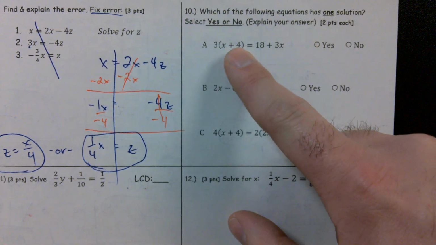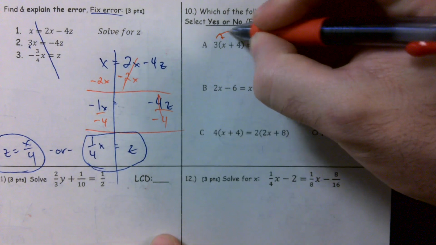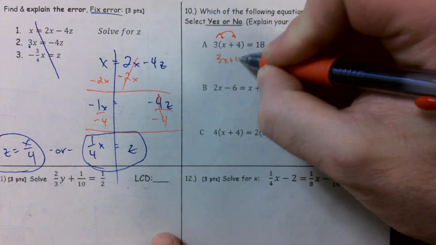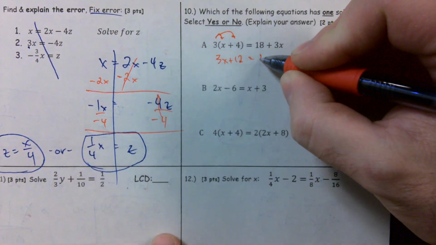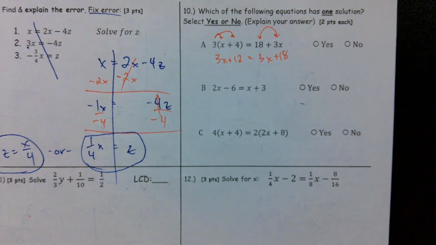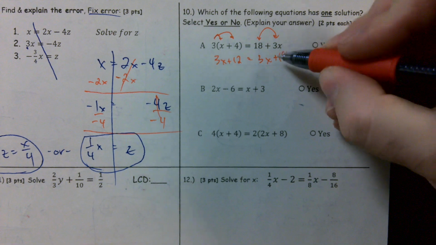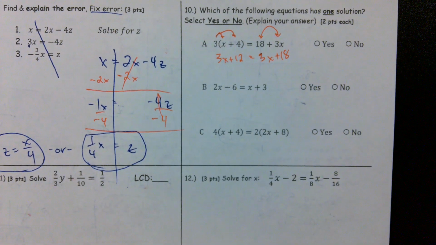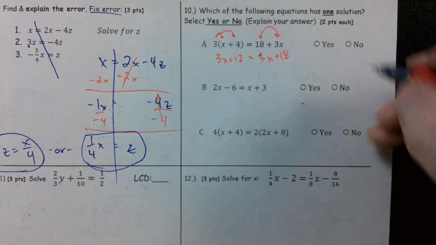So here, I'm going to distribute my 3. I get 3x plus 12 equals 3x. I'm just going to swap these around. Plus 18. How many solutions is that going to have? None. So does it have one solution? No. So circle no. We're going to circle no.